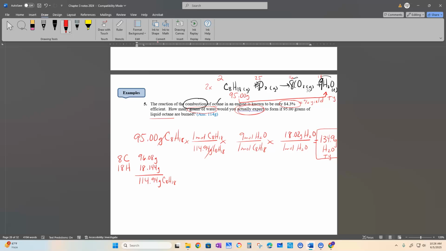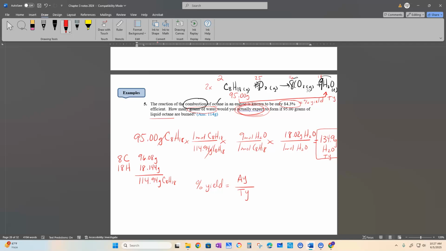Now remember, I'm going to box this. Theoretically, that's what I should produce. Always label what the heck you just solved for, okay? But it wants to know, actually, what did you produce? So it helps to write the equation. Percent yield is actual over theoretical.